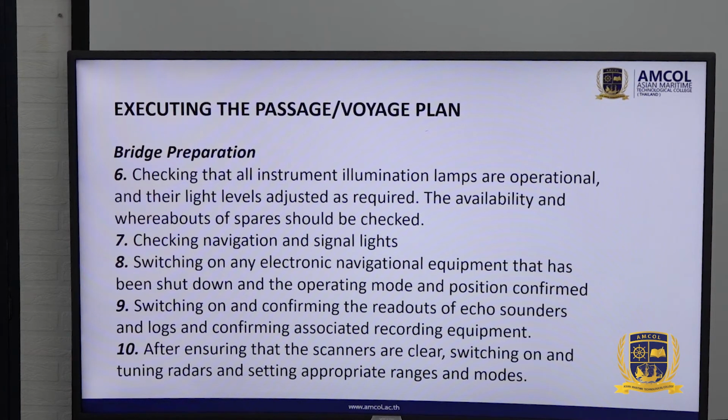Check that the navigation lights and signals are in good order. Sometimes you want to raise a black ball or a cylinder and you suddenly realize it's not available. Switching on navigation electronic equipment that has been shut down, and operating mode and position confirmed. Switching on and confirming readout of echo sounder and logs. Ensuring that scanners are clear. That means when the radar is moving, there is nobody on the radar mast.